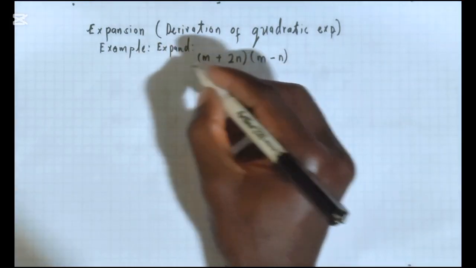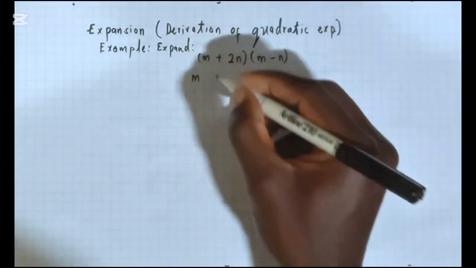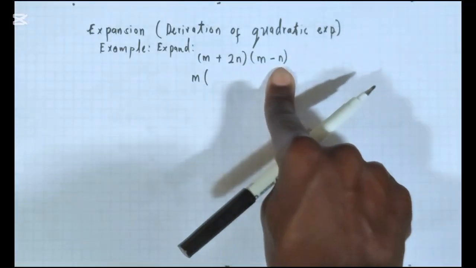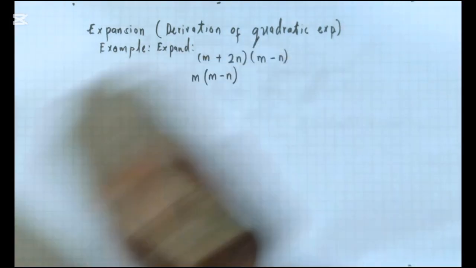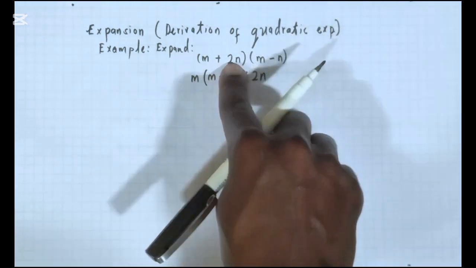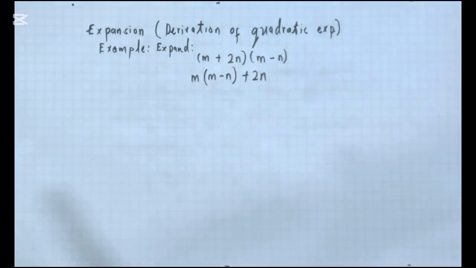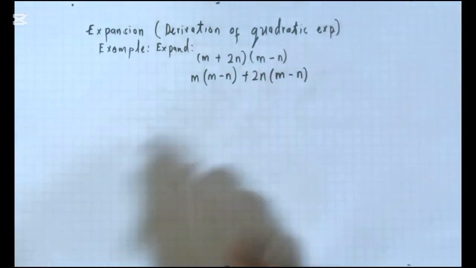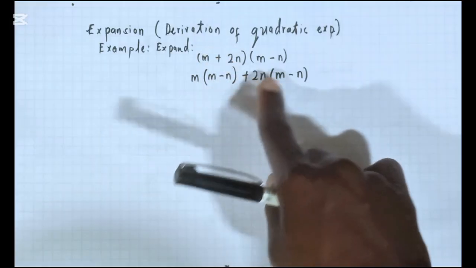So in this particular case, to break this, I'll have m, which is in the first bracket, multiplying the bracket that we are not going to touch, so that's m multiplying m minus n. Then plus 2n. Remember, the plus 2n is coming from the linear term that we are breaking here. So plus 2n into m minus n, which we are maintaining. So the rule is break one, maintain one. We are breaking the one on the left and maintaining the one on the right.